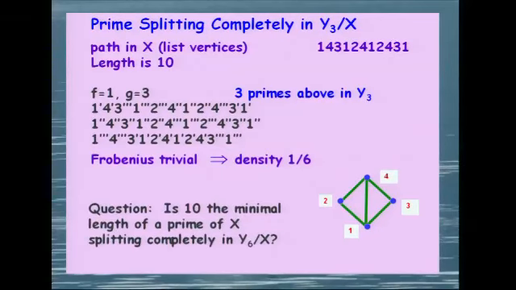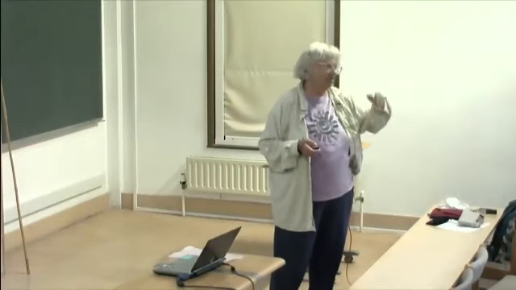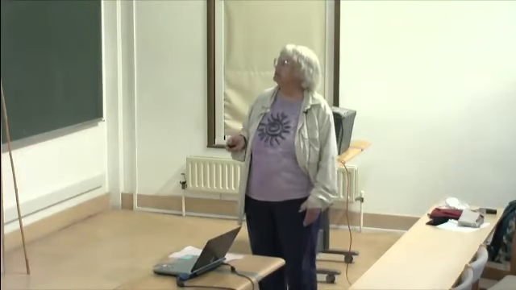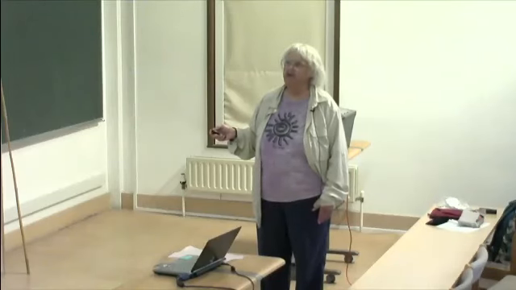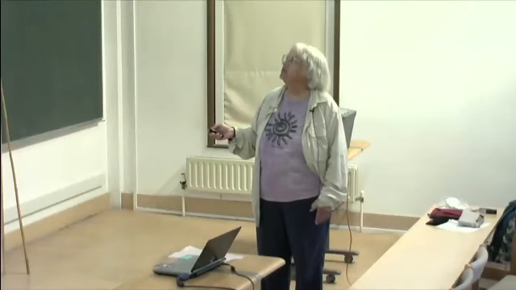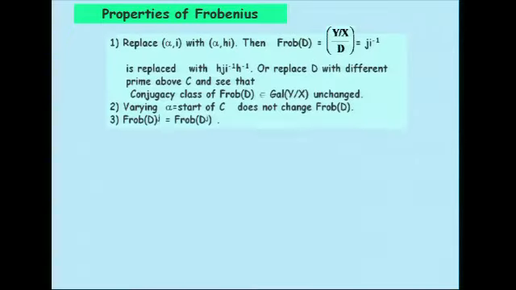So my question to you is, is 10 the smallest length of a prime that splits completely, namely that has f equals 1 and g equals 3 in this non-normal case even? It also splits completely in the full S3 6-sheeted cover. And this basically comes from the Chebotarev density theorem, which I've got 5 minutes to get to. Oh, good luck on that.